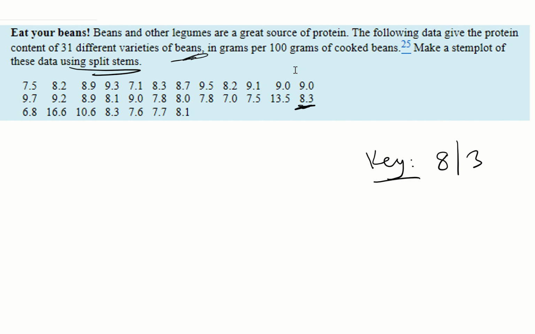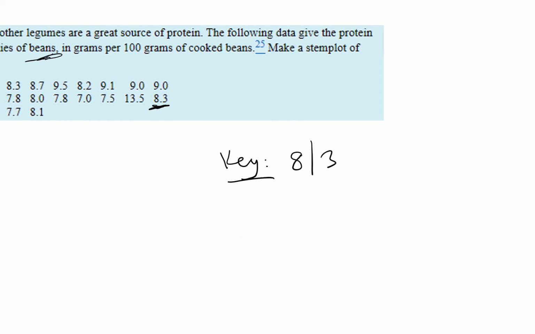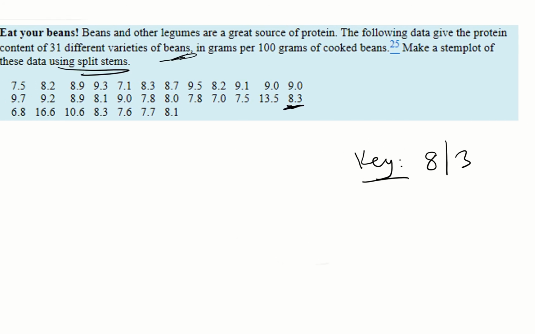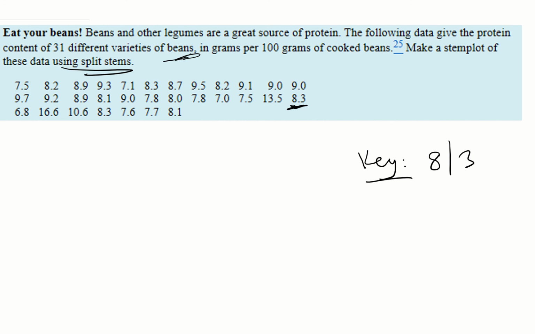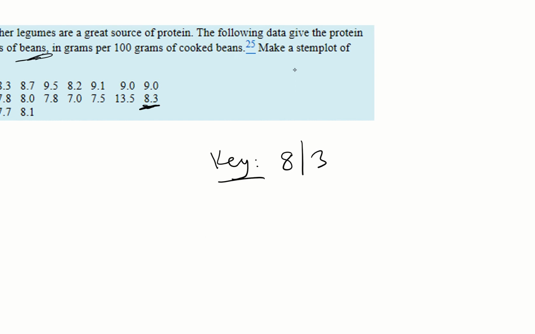Okay, so there are 31 beans here that we're looking at, and they're looking at the protein content. So 8.3 represents 8.3 grams of protein per 100 grams of cooked beans.